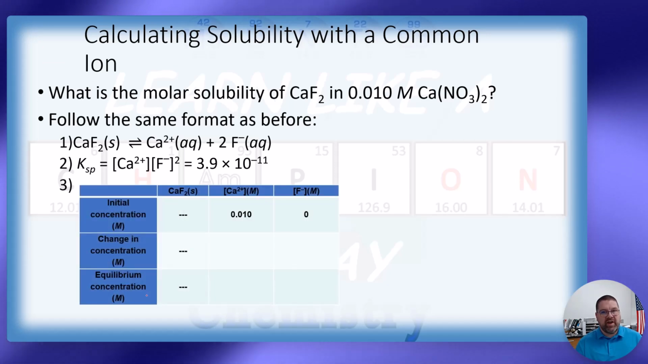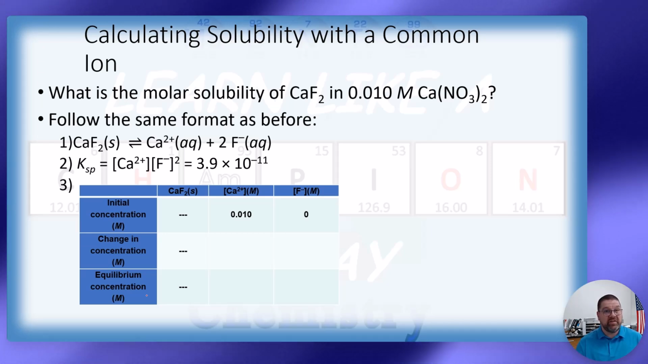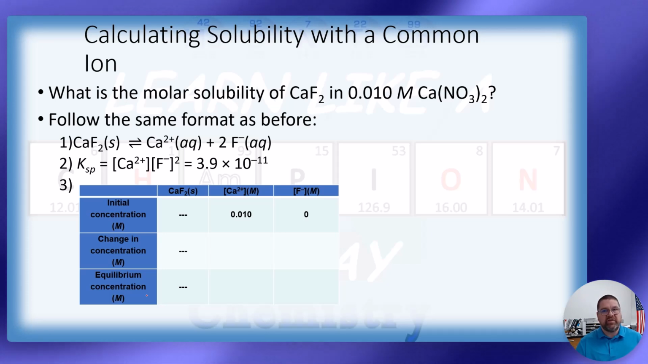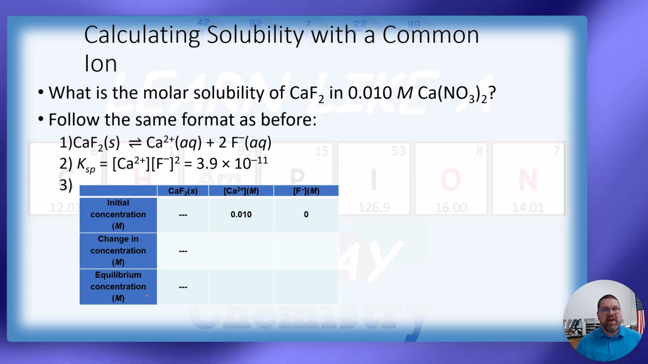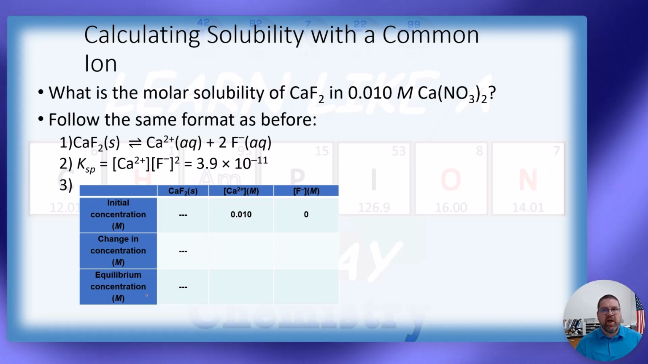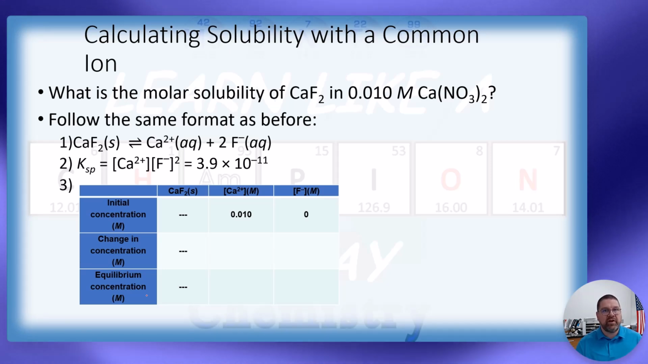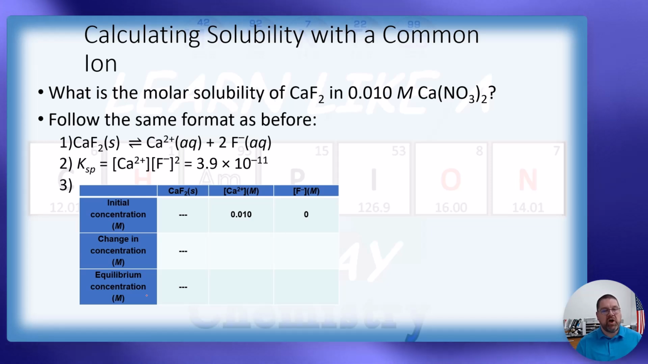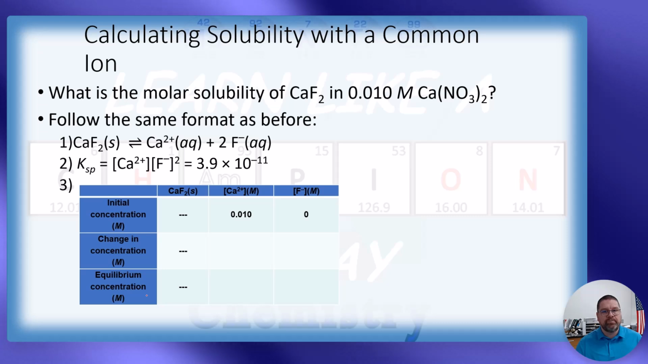So if we set up a RICE table, again, the calcium fluoride column will have no values in it because it's a solid. The concentration doesn't change. But here's where the presence of that calcium nitrate makes a difference. Because there is 0.010 molar calcium nitrate, that ionic substance will dissociate completely. And because the stoichiometric ratio is 1 calcium ion for every 1 calcium nitrate, that means that we have 0.010 molar calcium ion present to start. We don't have any fluoride ions to start. And so that's why we see the values that we do in the I row.